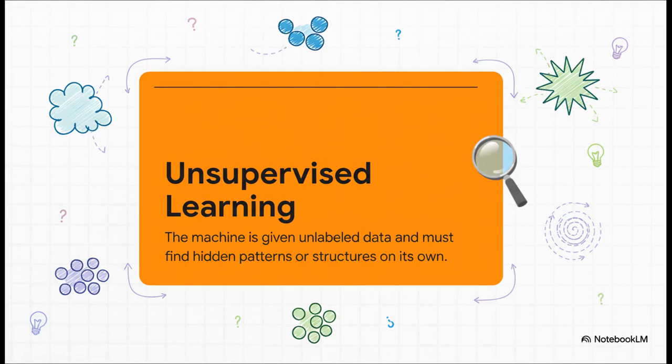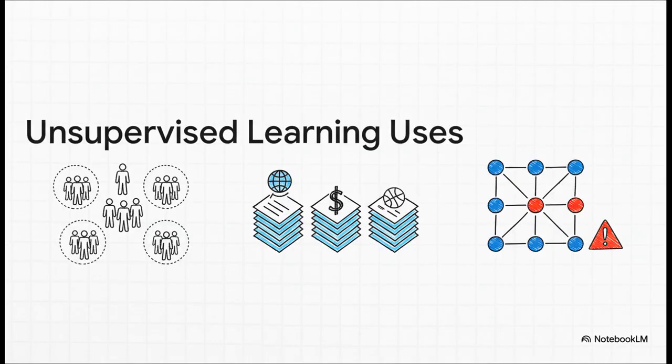You give the algorithm a whole bunch of unlabeled data, and it sifts through it, looking for natural clusters or hidden patterns. It's not about predicting one right answer, it's about discovering the inherent structure in the data itself. This is incredibly useful for things like customer segmentation. A company can find natural groupings of its customers without having any preconceived notions of who they are. It's also used to automatically group similar news stories together from around the web or to spot weird activity on a computer network that doesn't look like anything we've seen before.